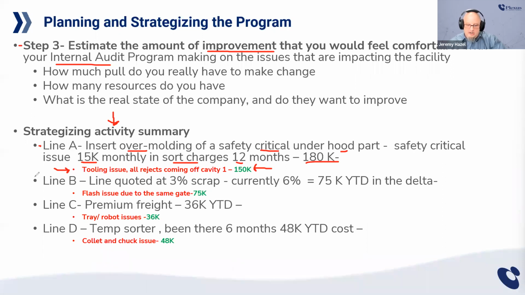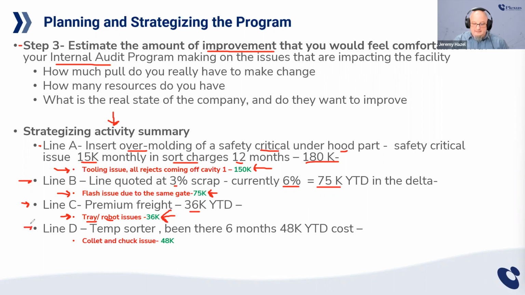Line B, we quoted line B at 3% scrap. That makes our profitability, and it's currently 6. The delta in scrap is $75K annually, and we're seeing a majority of the scrap, from the Pareto diagrams at the floor, due to flash issues coming off the same gate. I think I can eliminate that. See the green number? Line C, premium freight. This has caused $36K in premium freight, and this is due to excessive downtime caused by trays and robots failing to pick. You know what? I think we can get rid of that.